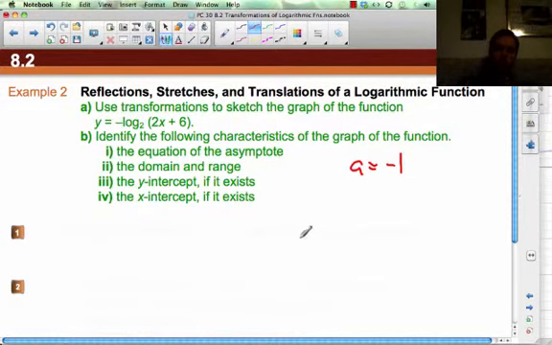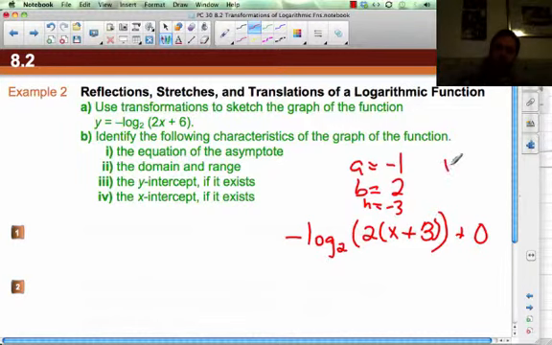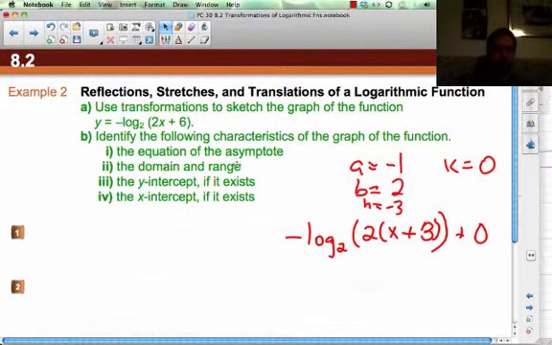So we would rewrite it as log base 2, and then in brackets we would write it like this. So divide both things in the brackets by 2, and now it's more obvious what our H value is. H is -3. So B equals 2, H equals -3, and of course K on the end here is 0, so that's not going to have a vertical translation.